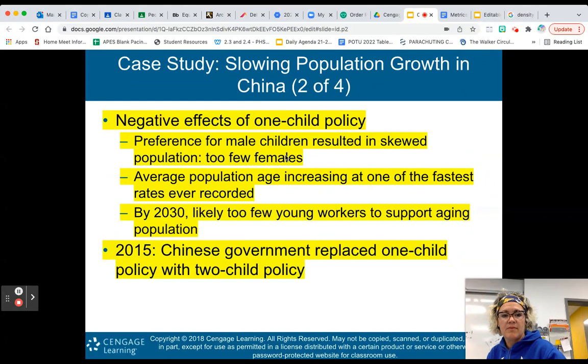There were some negative effects of the one-child policy. So there became a preference for male children, and it resulted in a skewed population. There were very few females, and now people actually kind of live in this weird culture where you're competing for female mates. Average population age increased at one of the fastest rates ever recorded, and they were able to respond to the needs of an aging population. By 2030, it's likely that there will be too few young workers to support this aging population. In 2015, the Chinese government replaced the one-child policy with a two-child policy as they saw kind of the writing on the wall.